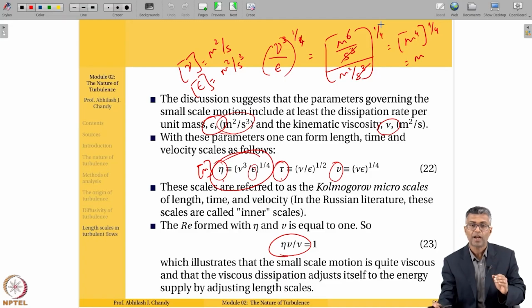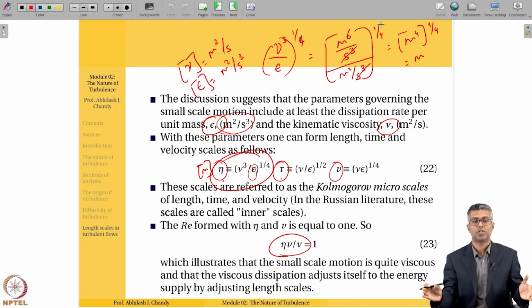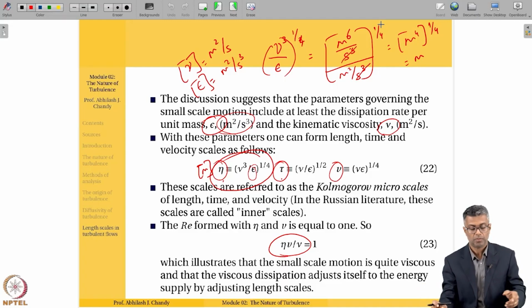Now, the way he derived it, he purely used dimensional analysis, the Buckingham pi theorem, to come up with these scales. So eta is equal to (nu cubed over epsilon) to the 1/4. Tau, the Kolmogorov time scale, is (nu over epsilon) to the half. And v, the Kolmogorov velocity scale, is (nu epsilon) to the 1/4. These are now called the Kolmogorov microscales in length, time, and velocity respectively.